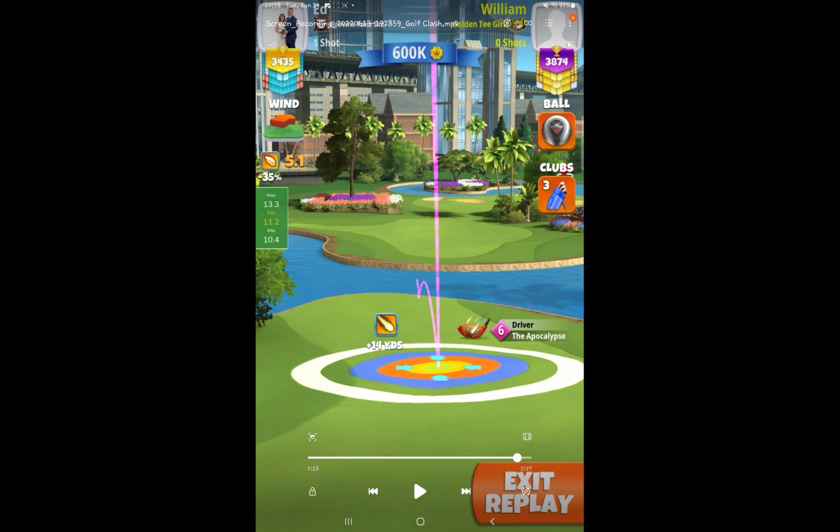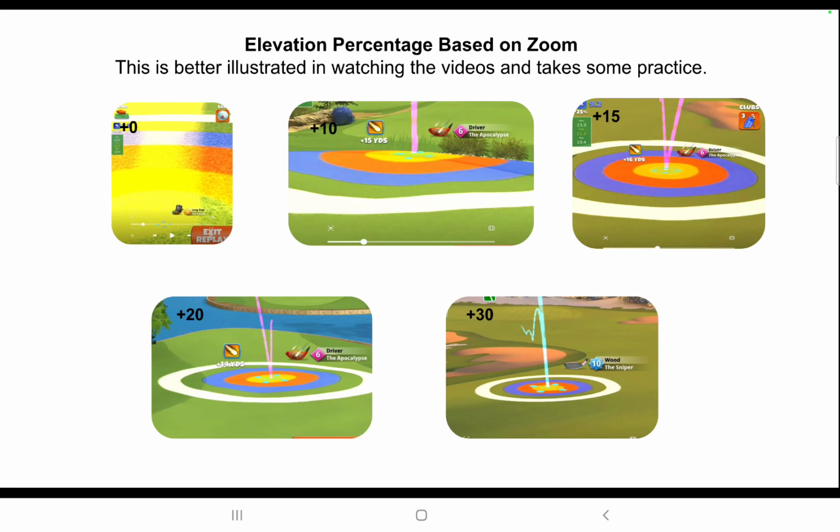So here you can see a summary slide that we put together that shows you some of the more common elevations that we encounter while we're playing the game. And so in the far top left, you're going to see where I can zoom all the way in to that green bullseye, and that represents 0% elevation. And then as you move down to 10%, you can see where I'm pretty much right in line of the plane of the white ring there, and that's going to represent 10%. You can see as you get farther away, 15%, 20%, and 30%.